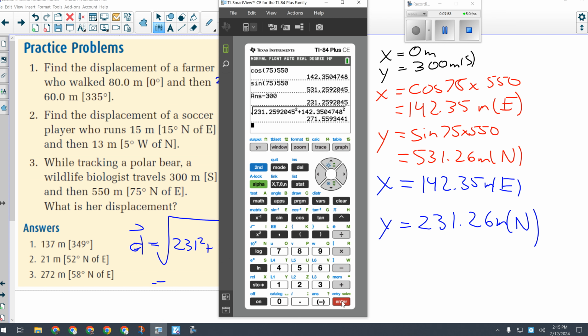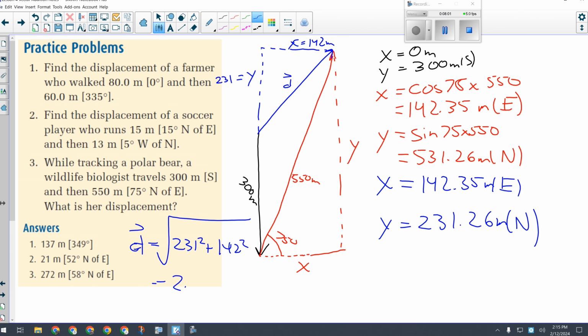Actually, I only have 2 significant digits. This angle is down to 2 here. So we're looking at 2.7 times 10 to the 2 meters. That's the magnitude of my displacement.